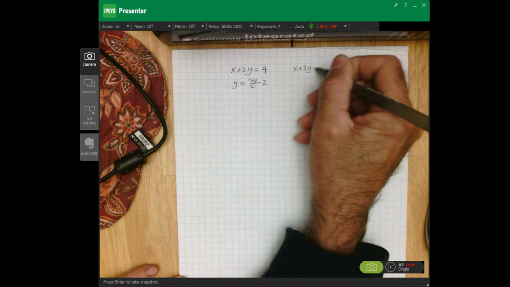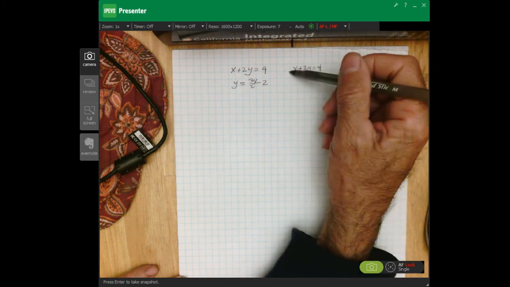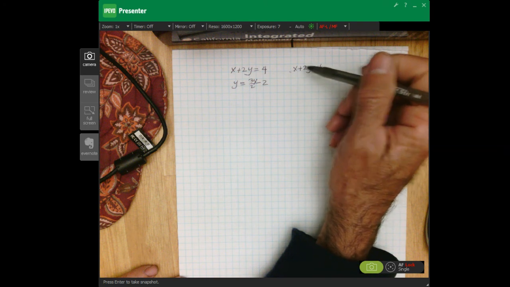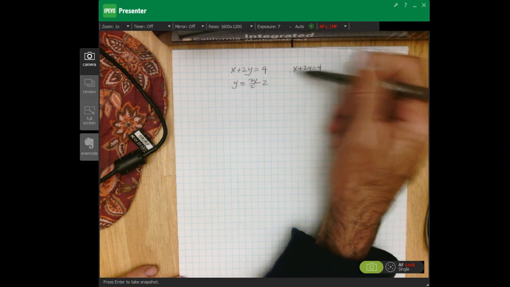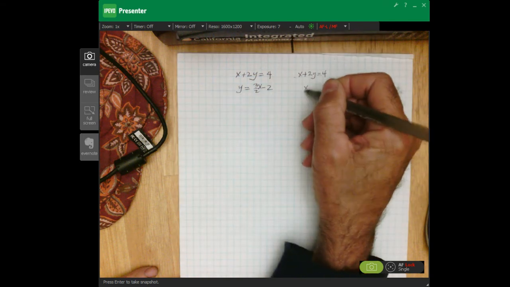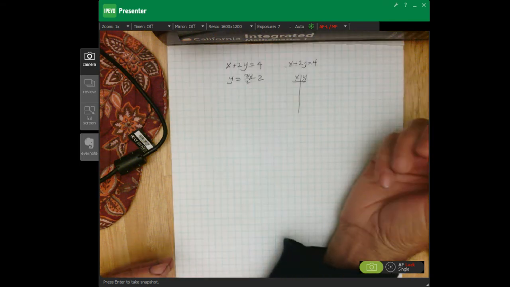What I mean by that is, if we look at one of the equations at a time, we can find a value for x and a value for y that works in that. But just because it works in one equation doesn't mean it will automatically work in the other. So one way that you can keep track of values is by making a table.